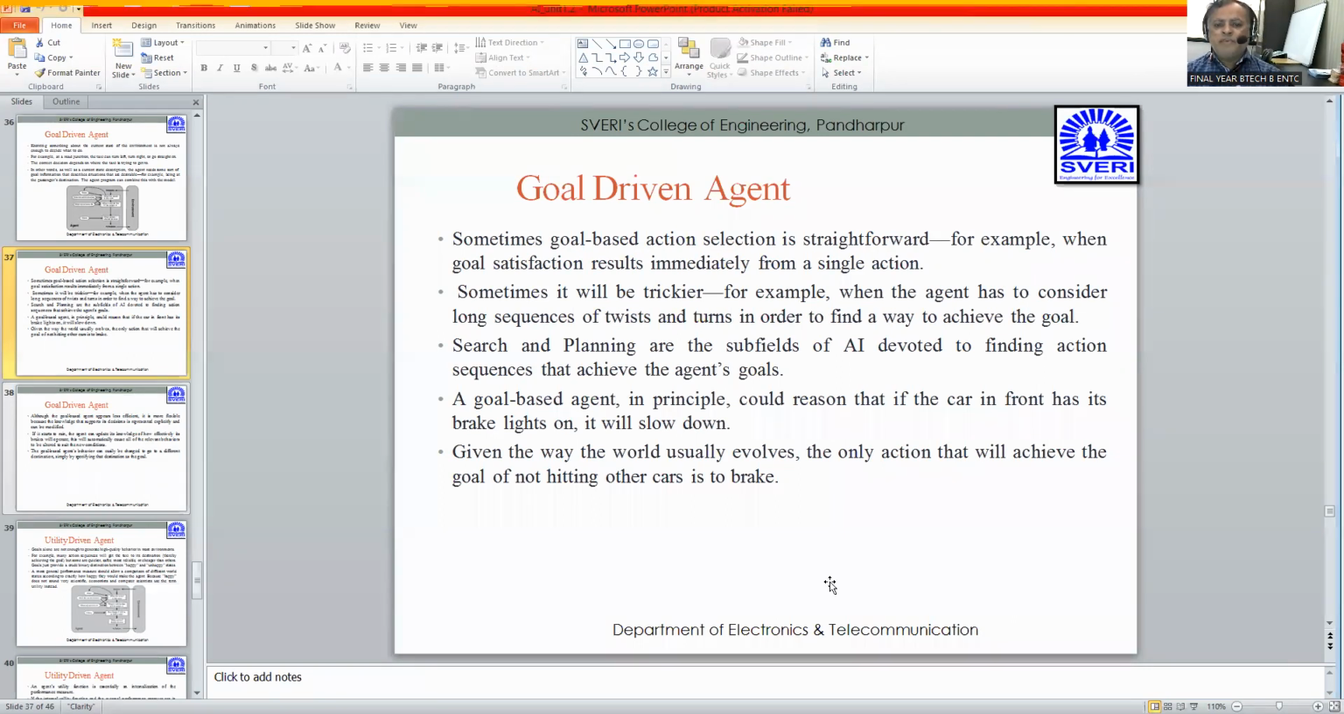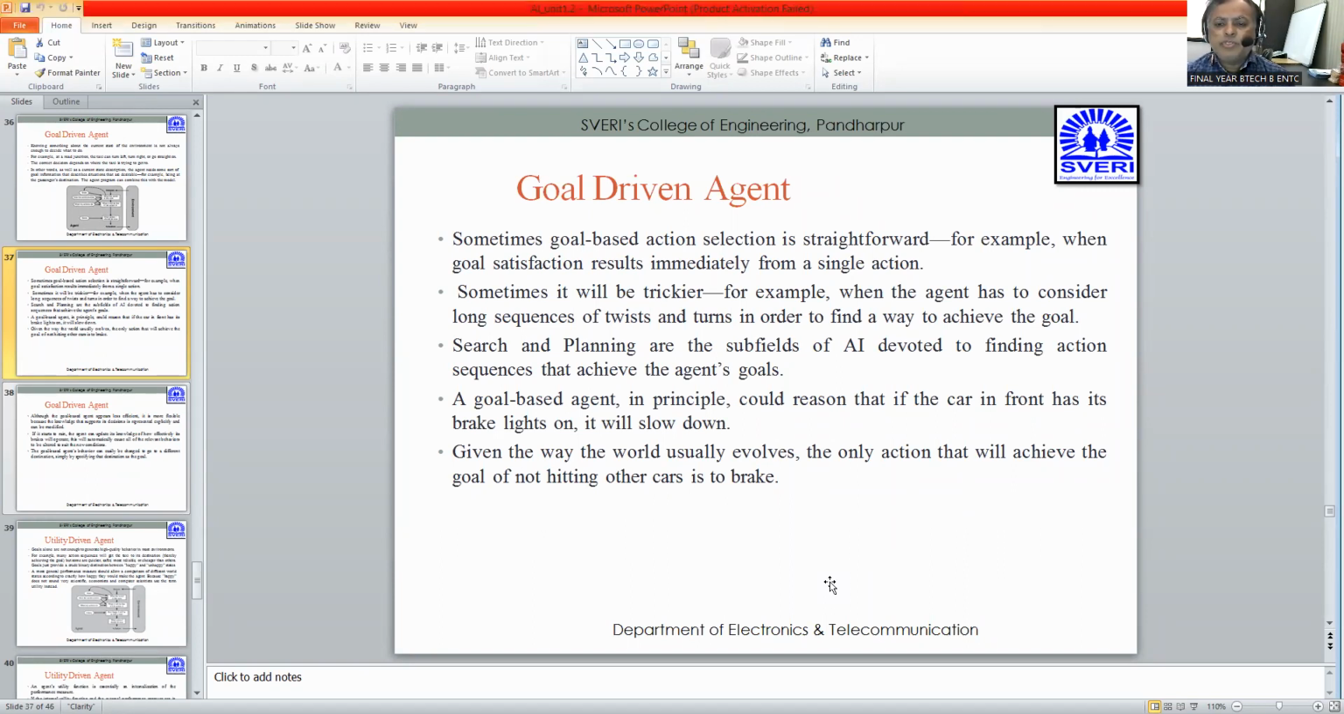There will be different ways. So the goal-based agent is obviously going to take help of reasoning that if the car in front has its brake light on or has slowed down, accordingly my car will be slowed down. So to get the indication is also very important.